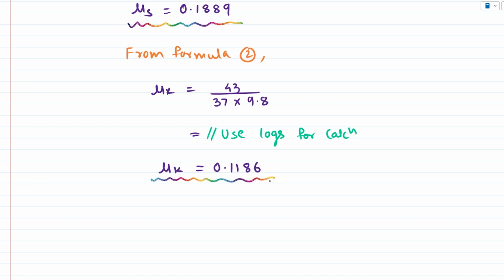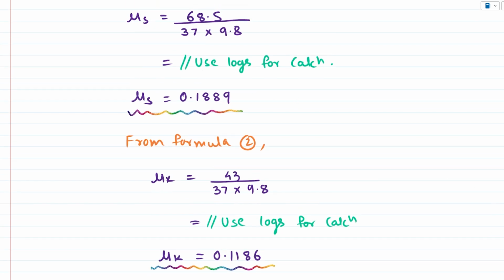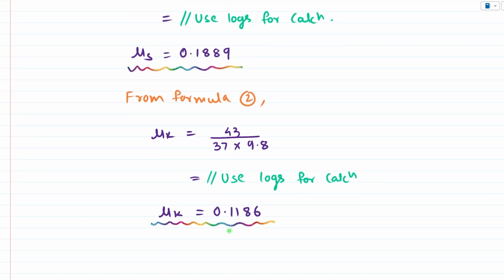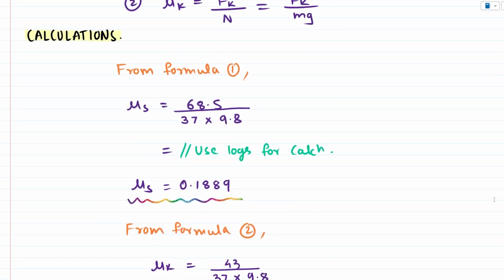And this is the second half of our numerical. So from the question, I can say the coefficient of static friction is 0.1889 and coefficient of kinetic friction is 0.1186.